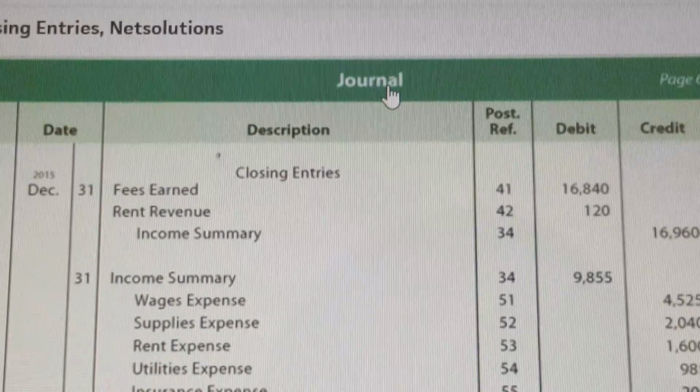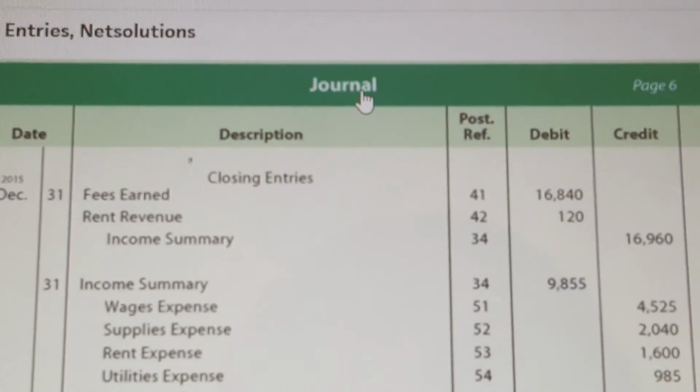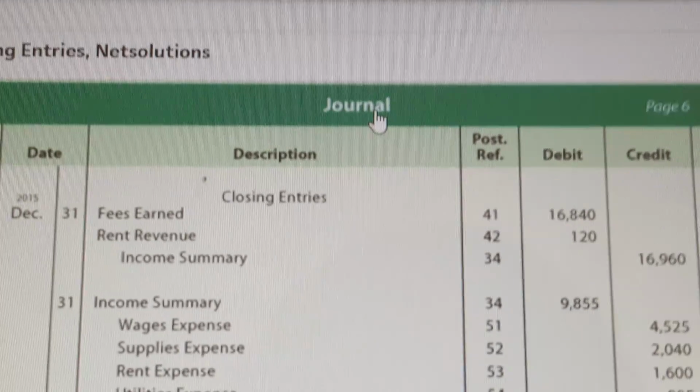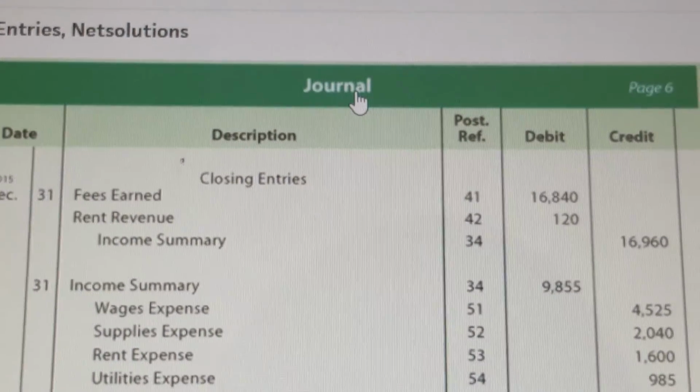Okay, so what we're going to do is first close our revenues. Remember, revenues have a normal credit balance, so we must debit them to close them. You have 4 closing entries. Please write this down. Your first closing entry is going to close our revenues.